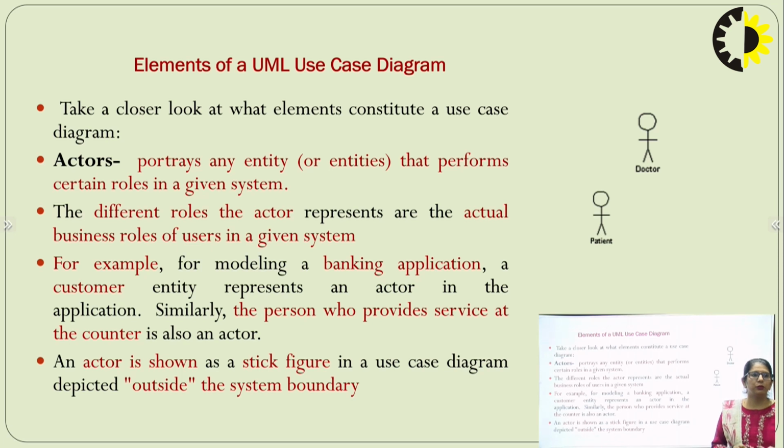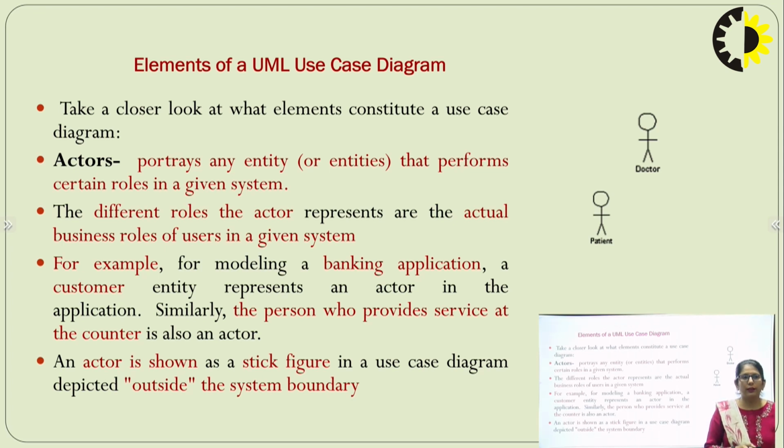The elements of use case diagram. Let's take a closer look. What are the elements that consist of a use case diagram? The very first one is actor. As I have shown here, there are two actors, and the graphical representation of an actor is a stick figure, a circle with a stick diagram. For example, we have drawn an actor here, doctor. We have drawn an actor here, patient, because these are the two actors which can interact with the hospital management system, or the hospital system if you are having.